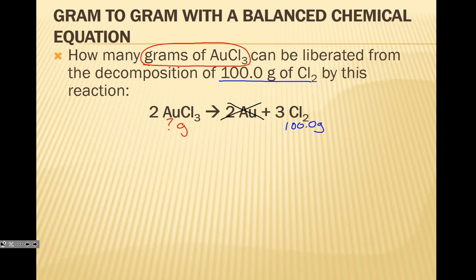So if I was to start, what was I given? 100 grams of chlorine. Always start with what you're given. Okay. And then you got to get it out of grams of Cl2, right? Oh yeah. Then you put this on the bottom. Yep, and the 1 mole on top.